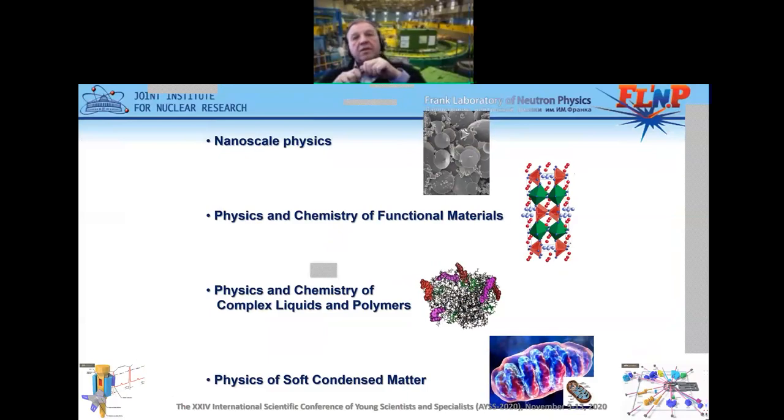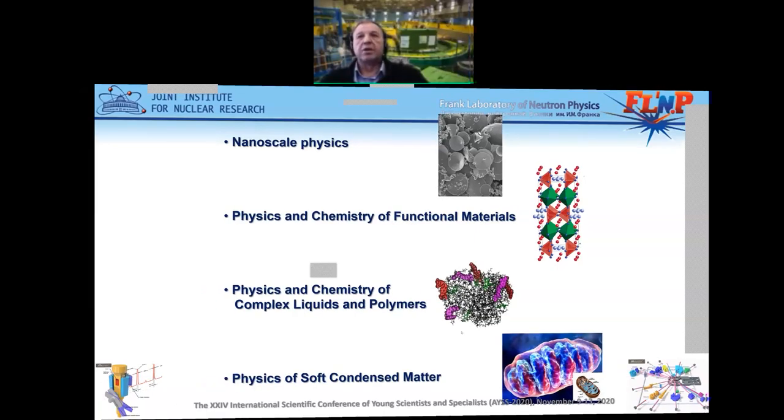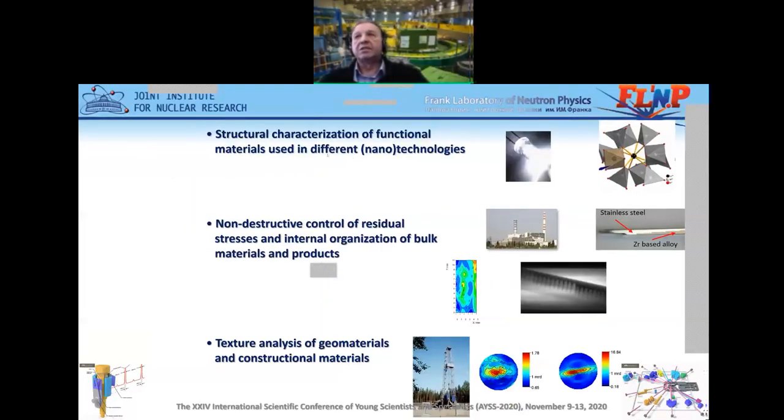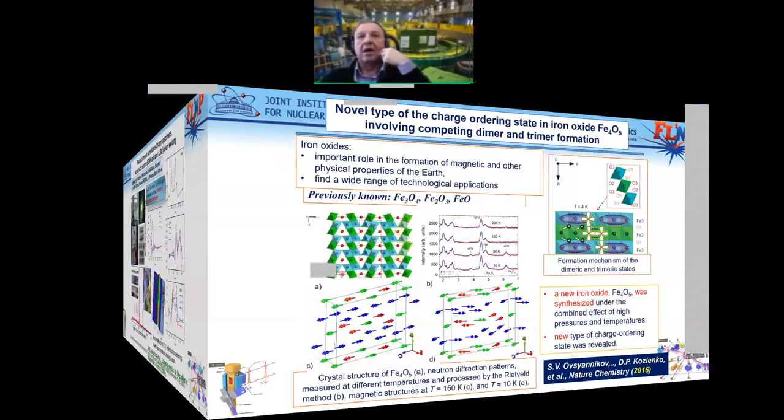So, summarizing this direction, here is a list of the different research we are doing by means of neutron scattering: more or less fundamental research in the field of nanoscale physics, and the physics and chemistry of functional materials, liquids, polymers and soft condensed matter, and biological research. And also engineering applications, like structural characterization of functional materials, non-destructive control of residual stresses and strains in materials, and texture analysis of geological and constructional materials at our reactor.